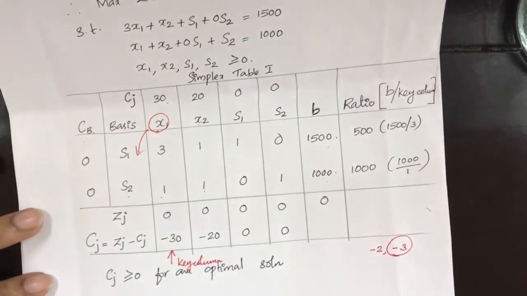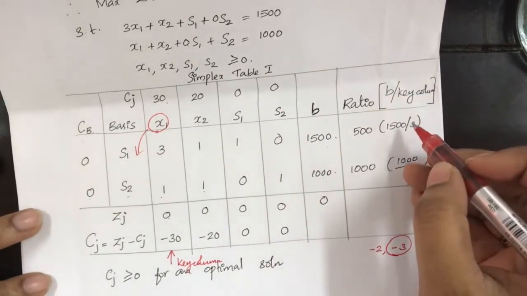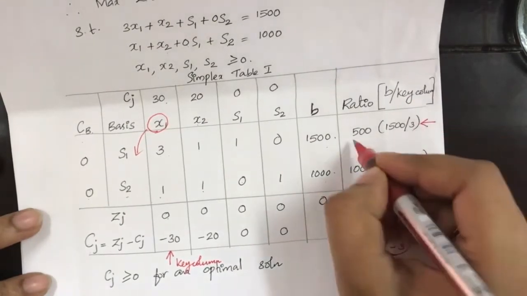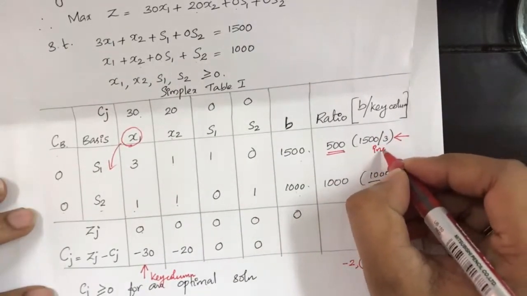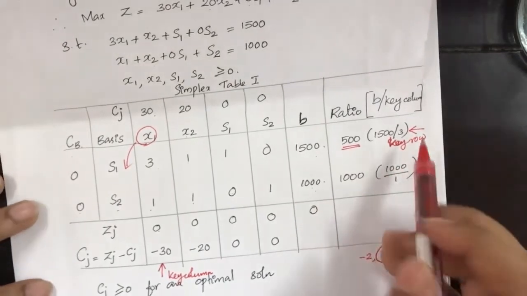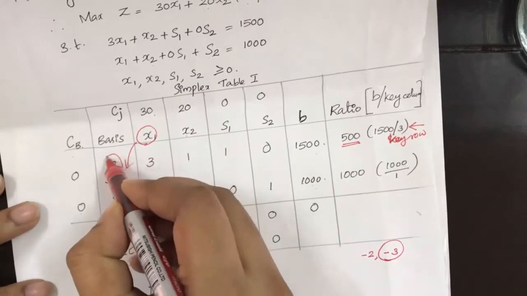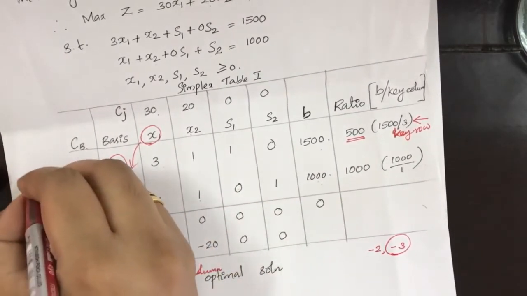In this ratio, we need to choose the minimum positive ratio. That is 500. This is the key row, and the basic variable corresponding to the key row, that is S1, is the outgoing variable.